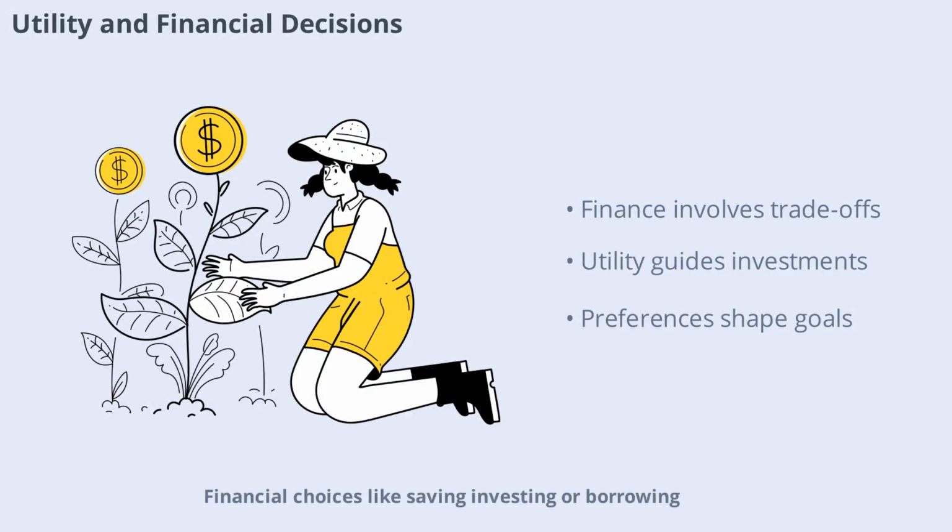Financial choices like saving, investing, or borrowing are guided by utility and preferences. People weigh the satisfaction from current consumption against future benefits, balancing risk and reward. Financial advisors use these concepts to help clients make decisions that align with their goals and preferences.